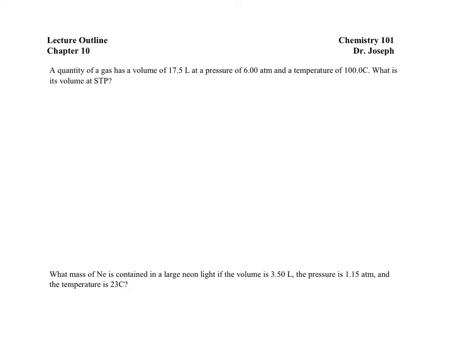Now recall I mentioned this thing called standard temperature and pressure a few lessons ago. Standard temperature and pressure is defined as 0 degrees Celsius at 1 atmosphere. And when we're at standard temperature and pressure, we can also define the molar volume of any gas. Specifically, at standard temperature and pressure, 1 mole of a gas, any gas, will have the volume of 22.4 liters. This is defined as the molar volume of a gas at standard temperature and pressure.